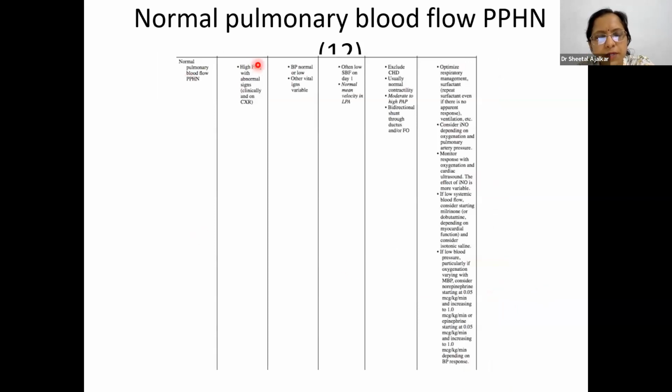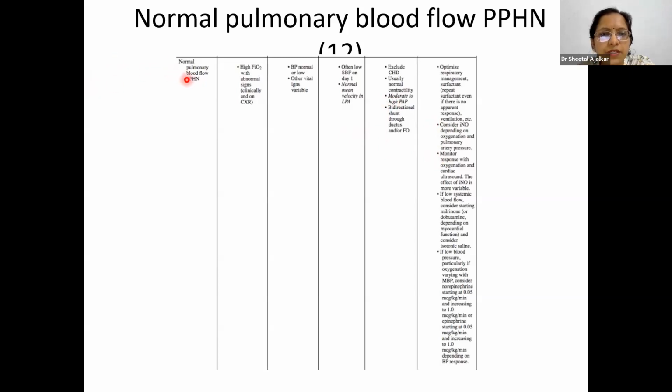So if there is normal pulmonary blood flow PPHN, like high FiO2 with abnormal signs, BP is normal, then often systemic blood flow can be low on day one of life, and we have to exclude CHD. Moderate to high PAP pressures can be there, and bidirectional shunts can be there.